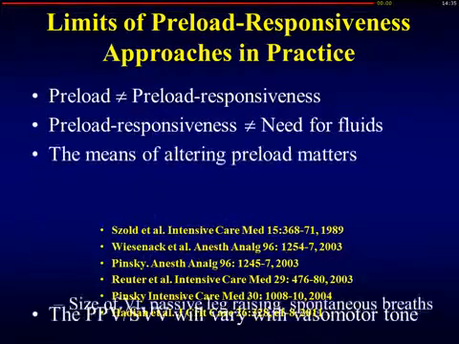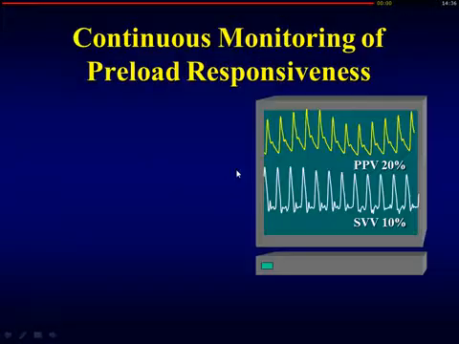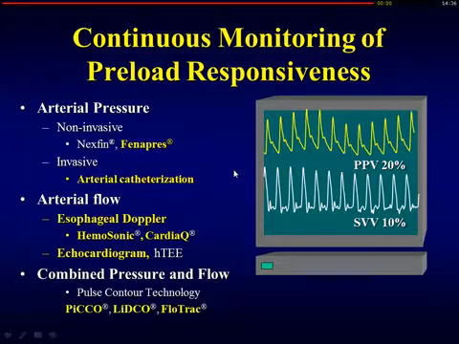So the limits are, preload is not preload responsiveness. Number 2, I presume everyone in this room is volume responsive. I hope nobody in here is in shock. Just because you're volume responsive doesn't mean you need volume. But if you are in shock and you're volume responsive, give that person volume. The means of altering preload matters: tidal volume changes, passive leg raising, and the pulse pressure to stroke volume variation reflects changes in vasomotor tone. And the advantage is today, we're done.